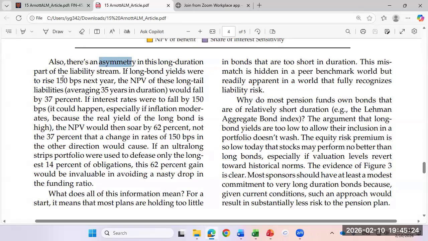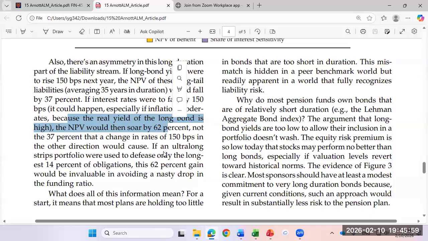If bond yields were to rise, the net present value would fall 37%. But if rates fall, the liability would rise 62%. It's not symmetrical. With duration, it's symmetrical, right? You say if interest rates rise 100 or fall 100 basis points, the net worth goes up 5% or goes down 5%. Here, when rates rise, the liability falls 37%. When they fall the same amount, the liability goes up 62%.